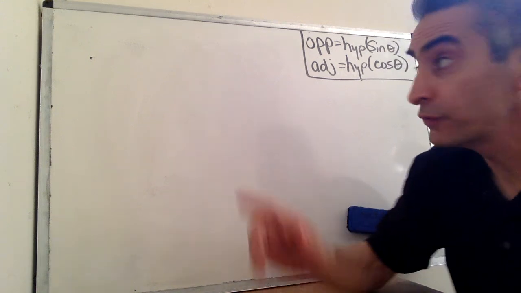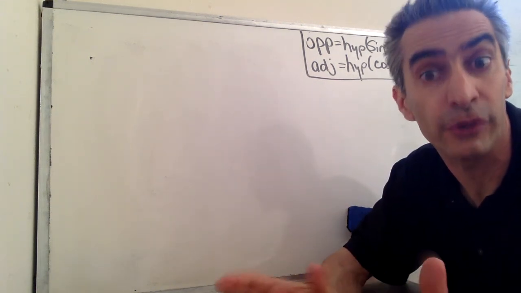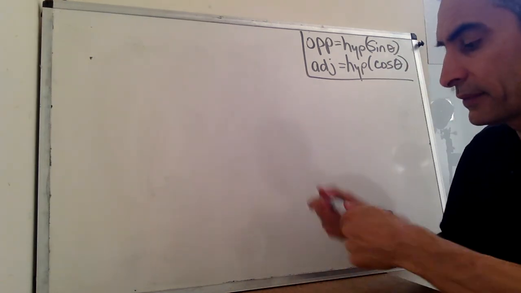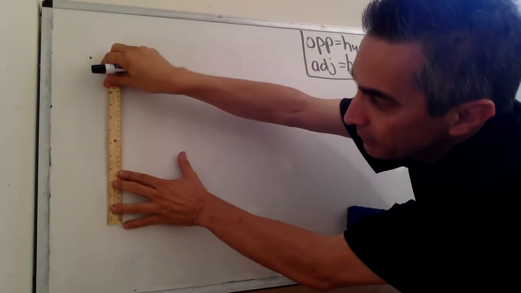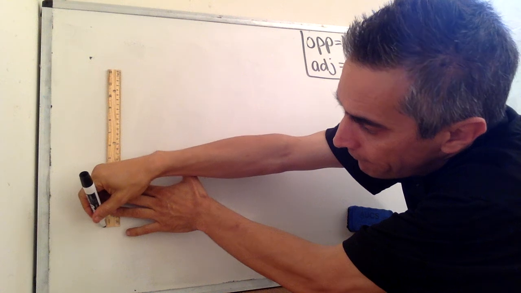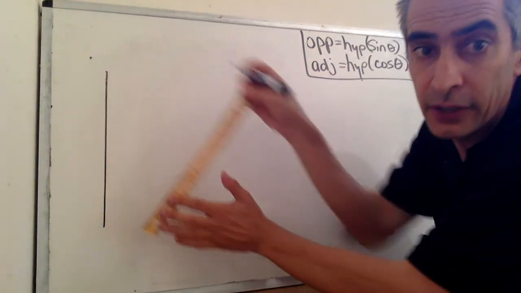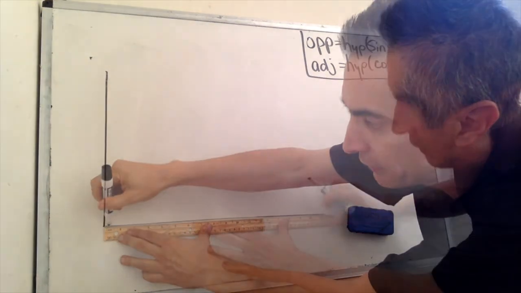Okay, so now we've got our two formulas here, and we're going to use these two formulas to come up with the sum formulas for cosine and sine. We're going to start off by making a right triangle over here. So we're going to try and make this as straight as possible. Got a little ruler here. And we've got one side of the rectangle, and then here's the other one here, okay?